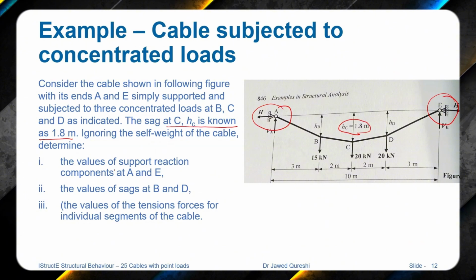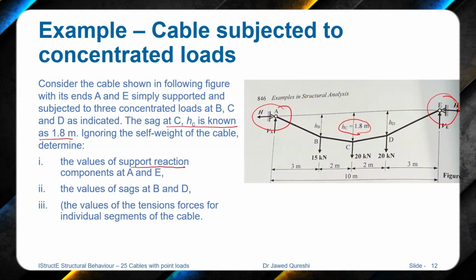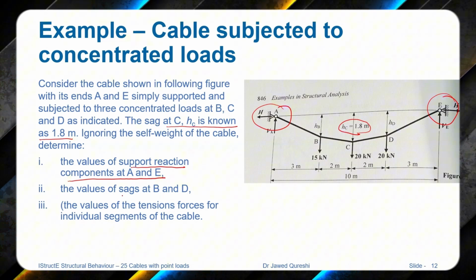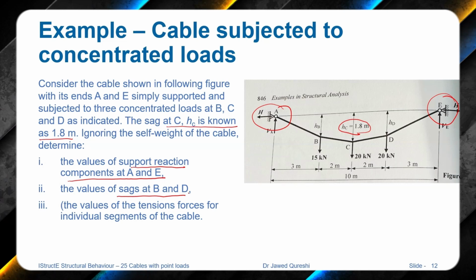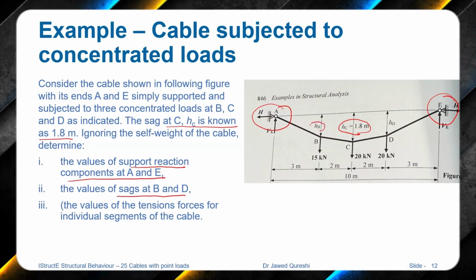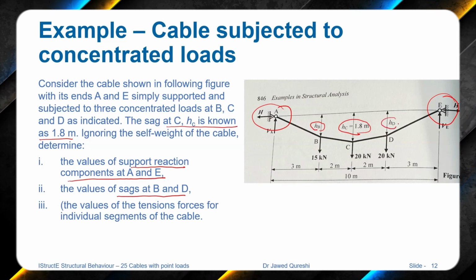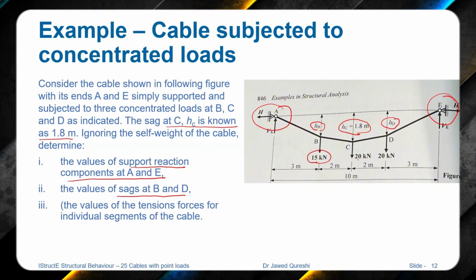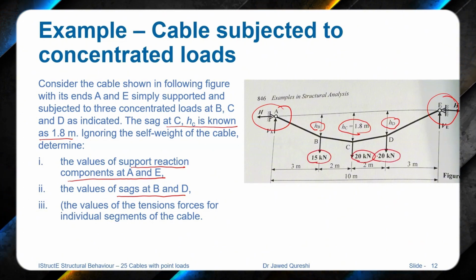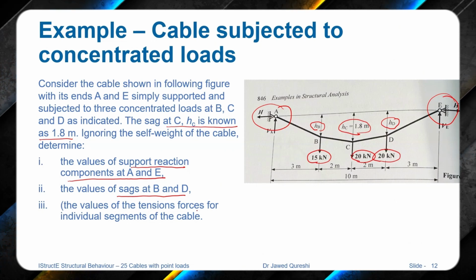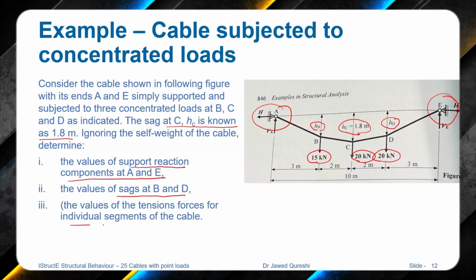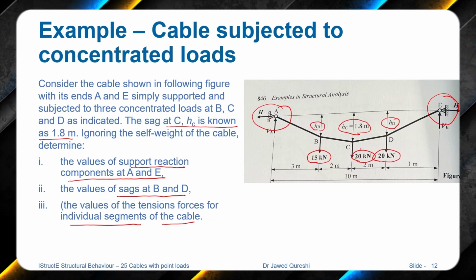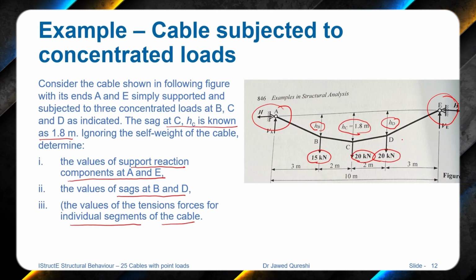Ignoring the self weight, we have to determine the values of support reactions at A and E and the values of dip or sagging at B and D. It means that we have to determine HB and we have to determine HD as well. And 3 concentrated point loads are applied: 15 kilonewton, 20 kilonewton and 20 kilonewton. And thirdly, we have to determine values of tension forces for individual segments of the cable. So it means that for each individual segment, A to B, B to C, C to D and D to E, we have to determine tension.